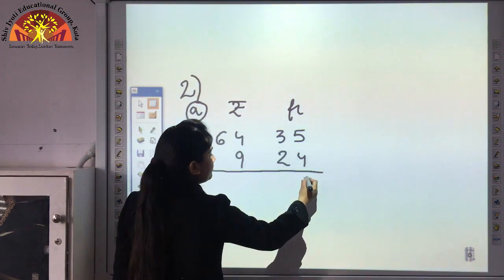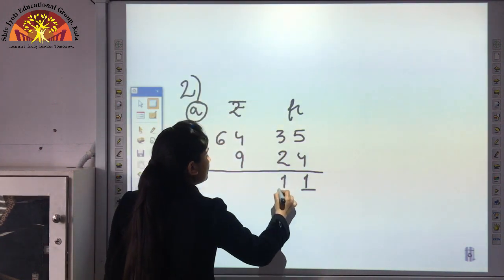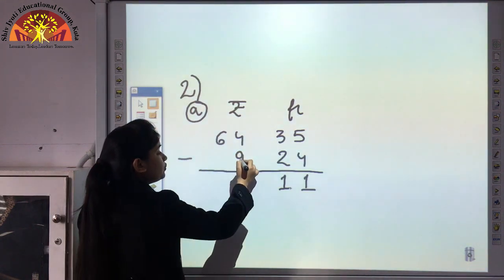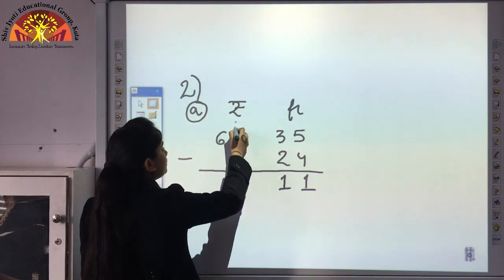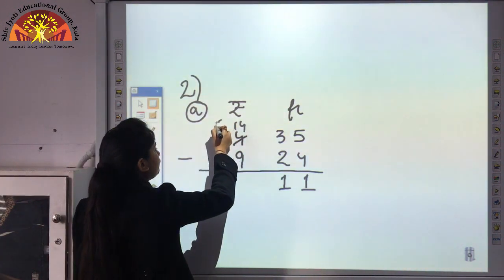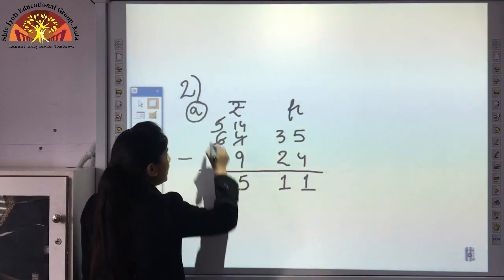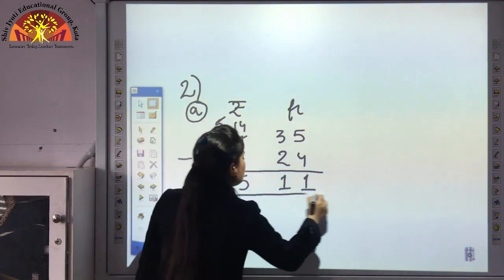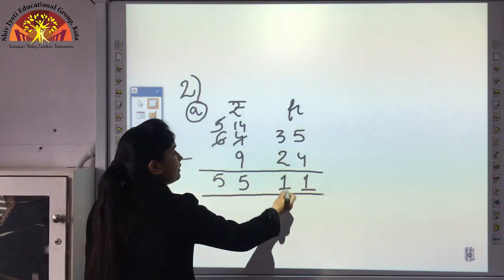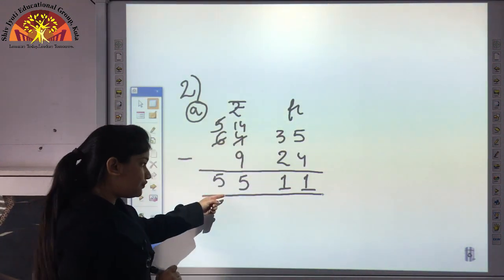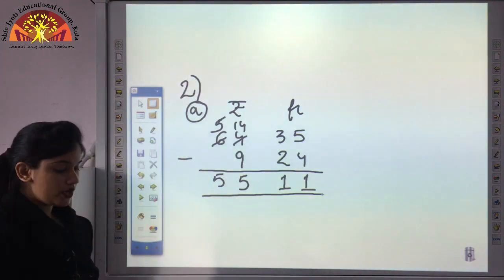5 minus 4 will be 1. You have to do simple subtraction, okay. 3 minus 2 will be 1. So now we have to subtract 9 from 4, which is not possible for us. So again we have to borrow 1, so it will be 14, and this will be 5. Now students, 14 minus 9 is 5, and this 5 will be as it is. So now what is the answer? The answer is rupees 55 and 11 paise. What is the answer? Rupees 55 and 11 paise. In this way you can do subtraction also, okay.